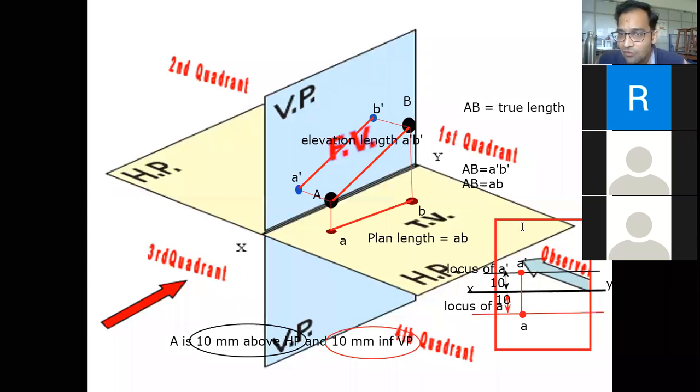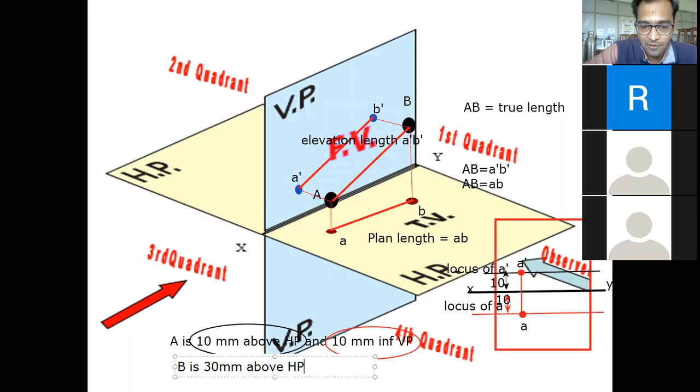Okay, now for presentation of point B, I need certain data, and which data should be there? Look, I can have point B as a point which is mentioned with reference to the horizontal plane and vertical plane. Let us consider that one. I am saying point B is 30 mm above HP and 10 mm in front of VP. Okay.